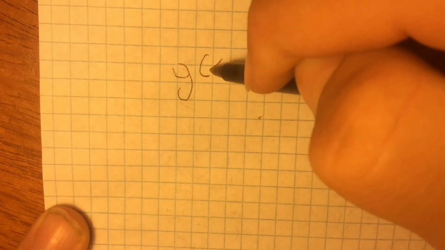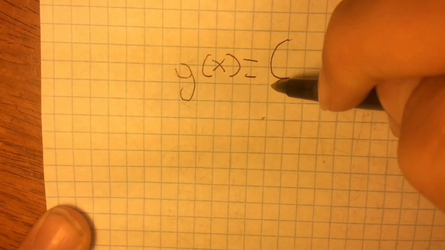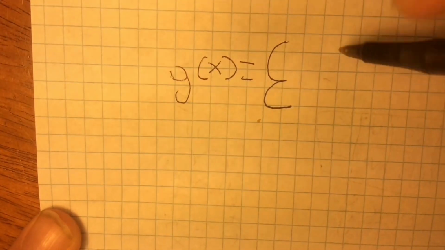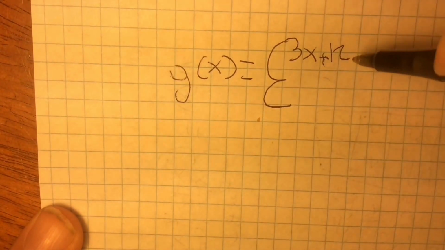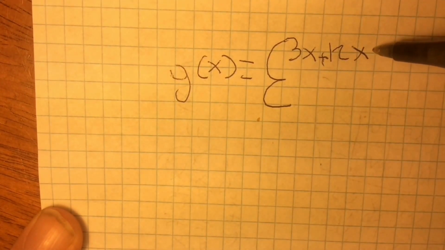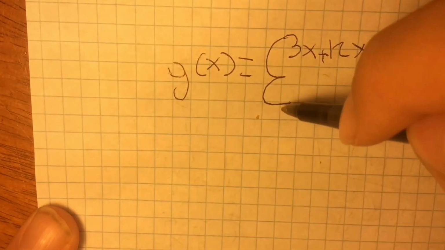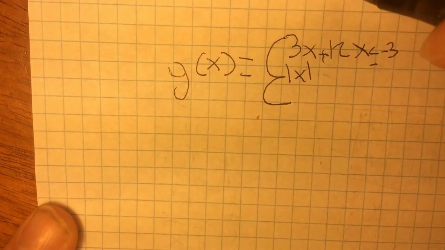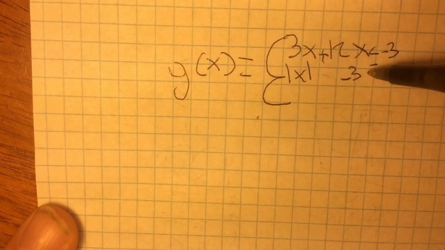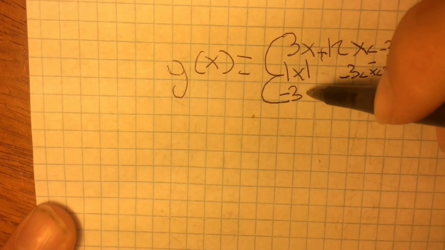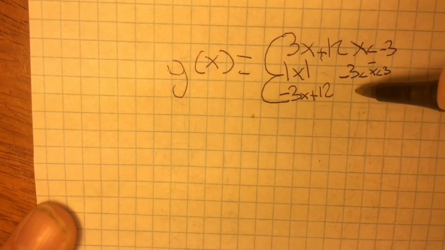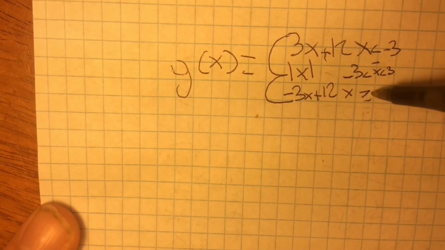Say we want to graph the following piecewise function. For function g, we have three pieces. We have 3x plus 12 if x is less than or equal to negative 3. We have the absolute value of x if x is greater than negative 3 and less than 3. And we have negative 3x plus 12 if x is greater than or equal to 3.